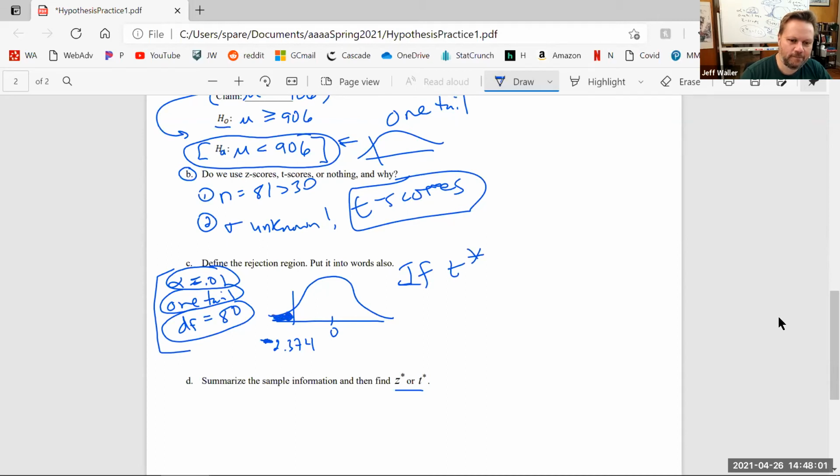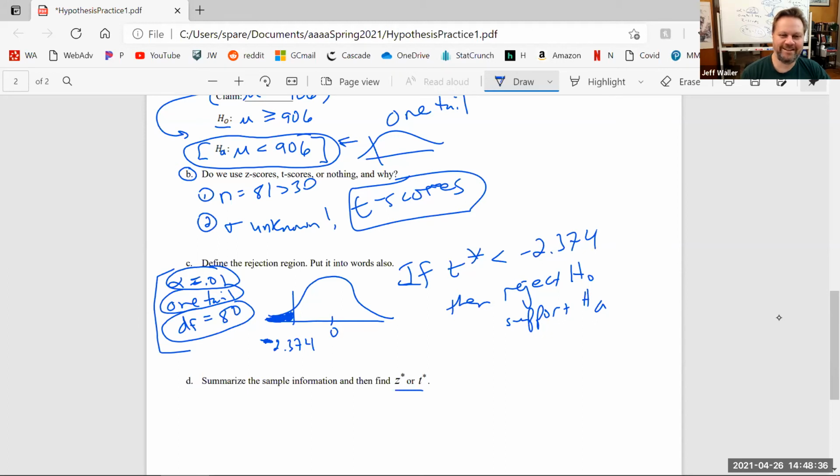How do I get in here? Anybody? If T star is less than negative 2.374, then we can reject the ha and support the ho. Careful, no. So reject the ho and support the ha. There you go. We never support the ho. You either reject the ho or you fail to reject the ho. You either support the ha or you fail to support the ha.